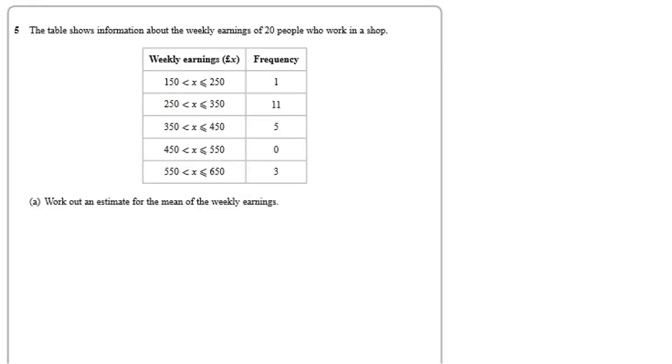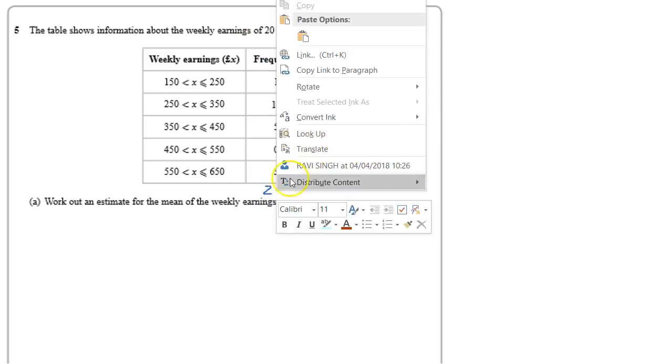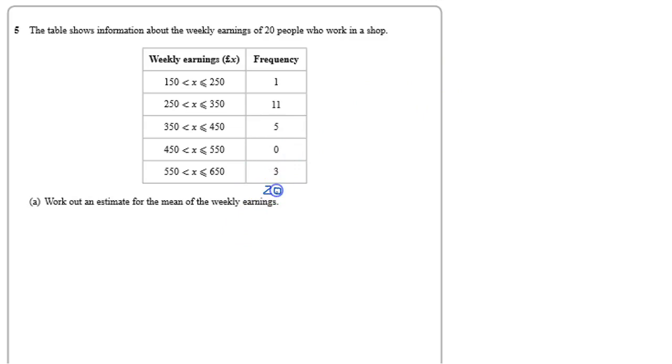Question number 5. The table shows information about weekly earning of 20 people who work in a shop. So weekly earning of 20 people means this sum is 20. So that is sigma f. The sum of the frequency is 20. Work out an estimate for the mean. Now for the mean, the formula for mean is sigma fx over sigma f.